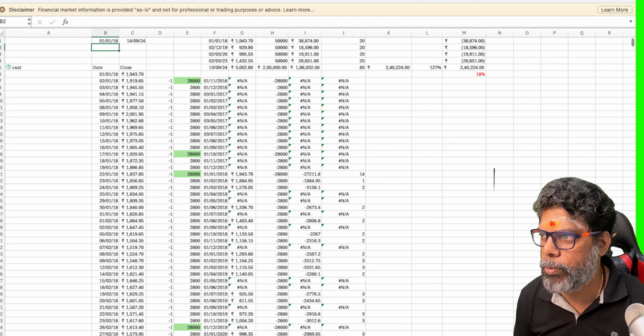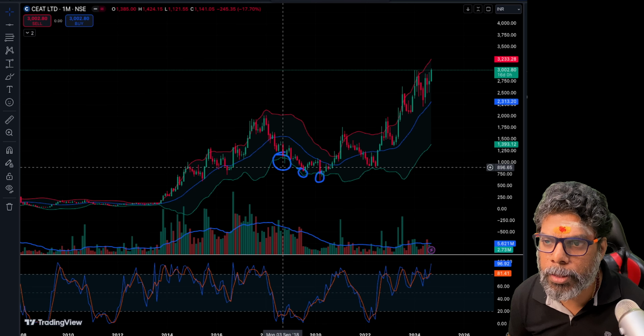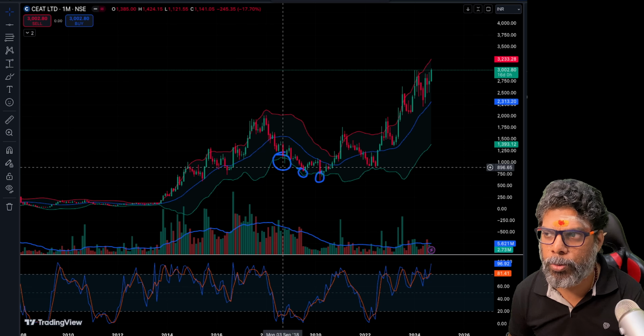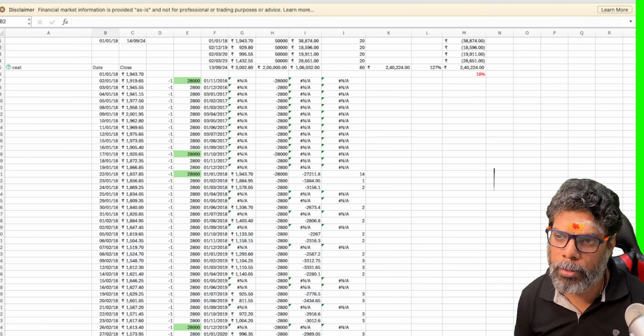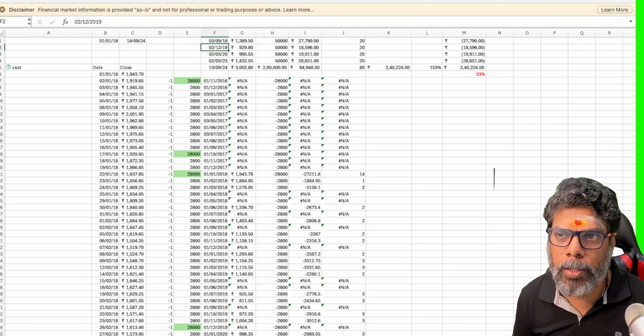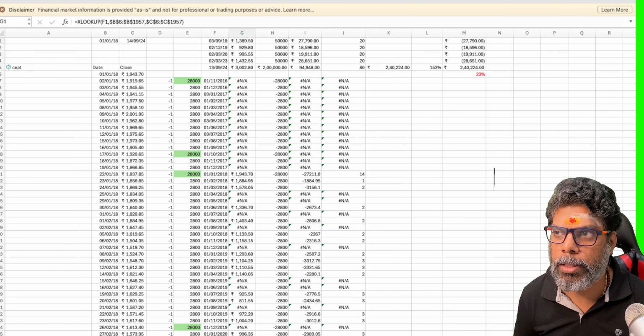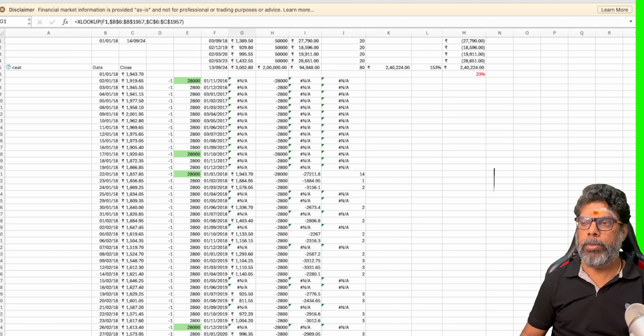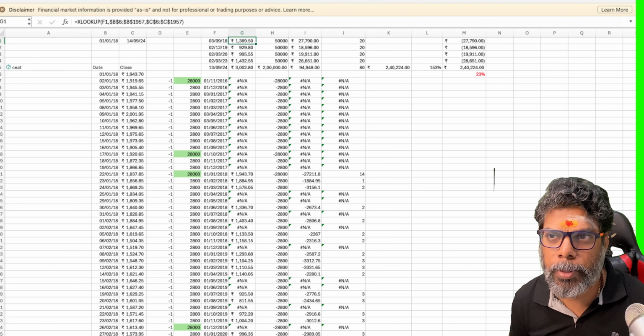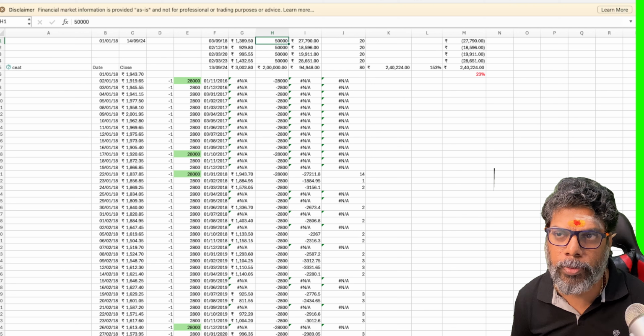First thing we bought was at this time, 3rd September 2018. At that point of time, the price was 1389. I think there might be a 1000, something like that. 1300 something. So at that time 1389 is the price. So I'm investing a bulk amount over here, like 50,000 rupees.